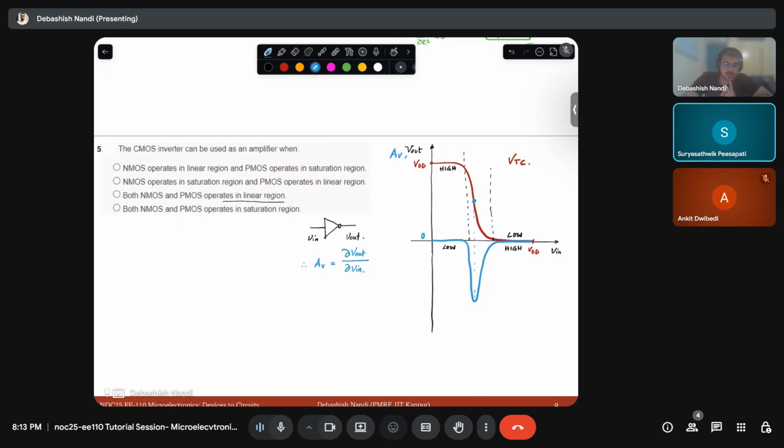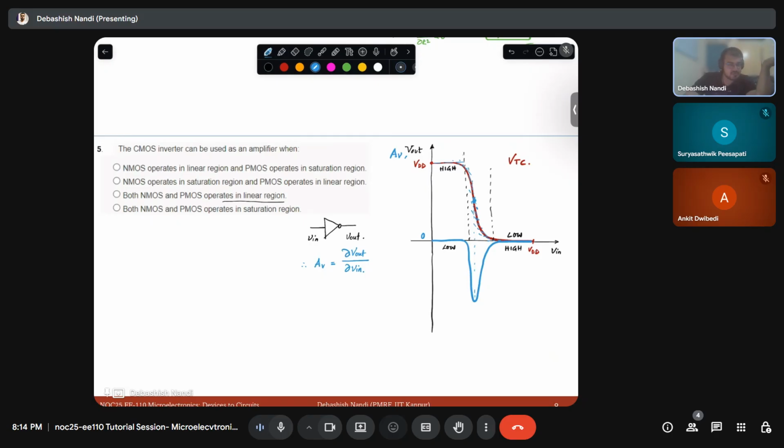By looking at the VTC, you should be able to plot the derivative. By looking at any plot, you should be able to plot the derivative qualitatively. Here your slope is 0, then your slope is increasing. At this point, the slope is maximum. This is called the inflection point. Then again, your slopes are decreasing, and then again becoming 0. Basically, let's say you are moving from 0, then -1, -2, -3, -4, -5, and then again -4, -3, -2, -1, and 0. This is what is happening.